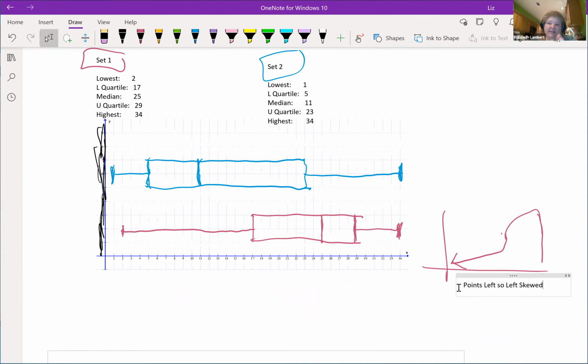Now the blue one, we can see our median is over on the left. We have more of a spread, but that being on the left means there's more values on the small end than there is on the large end. So this one would be right skewed.